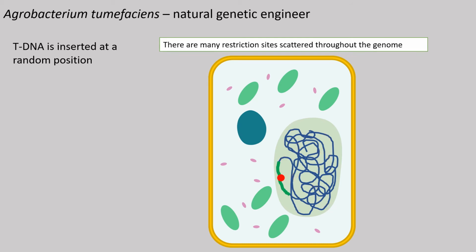If there is a restriction site in the middle of a gene essential for the cell growth, cutting the plant DNA at this exact site will disrupt the gene expression, which can have fatal consequences for the plant cell.